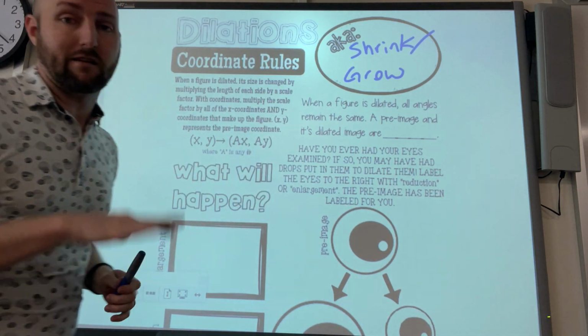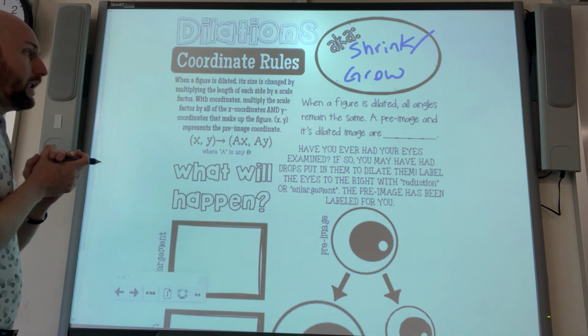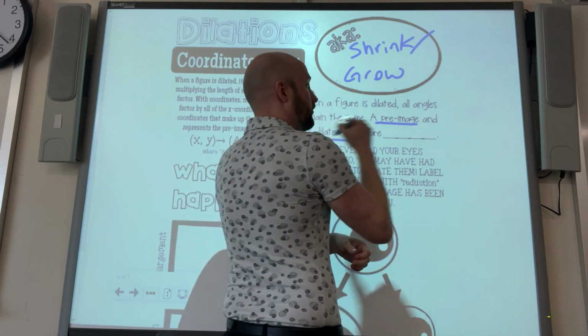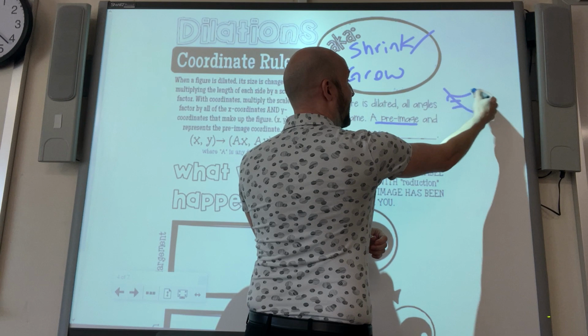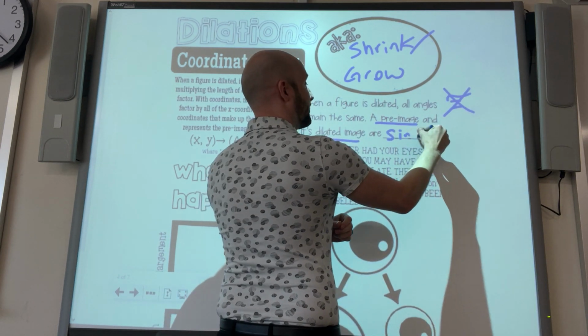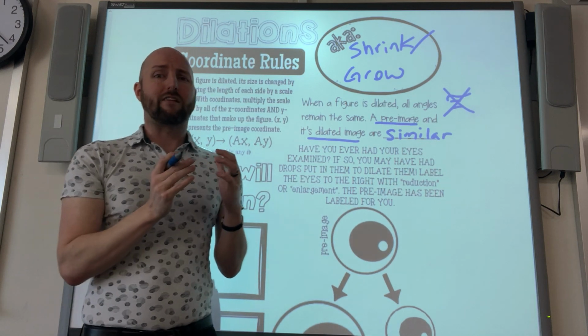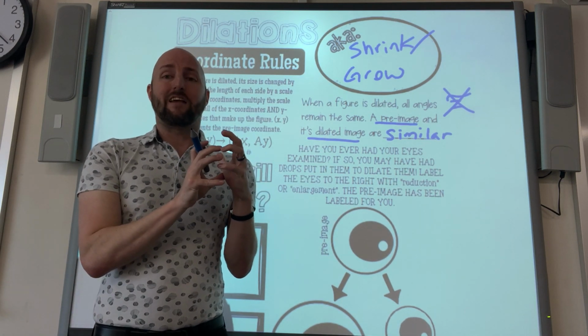All right, so that's what we're looking at. The pre-image and the dilated image are no longer congruent. We were writing about congruent before, but this is not congruent. This is just what we call similar. And in geometry, similar means the same shape, but not the same size.